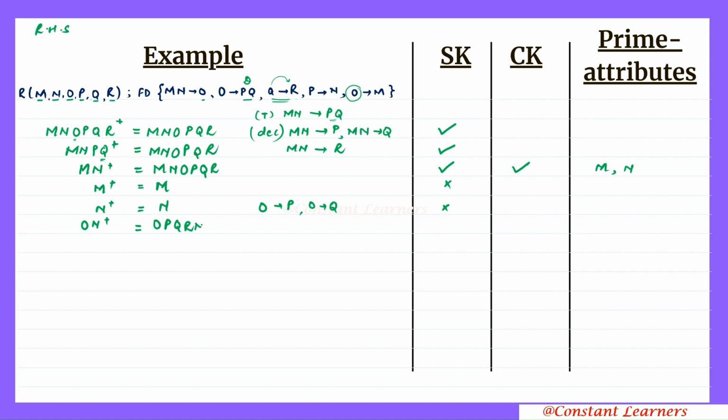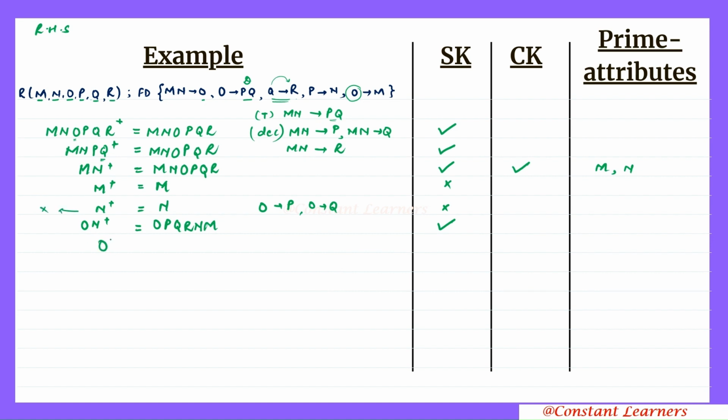N can determine itself, right? And O can also determine M. So we are getting M, N, O, P, Q, R. We are getting all the attributes here and this will be a super key. But is this a candidate key? Now see, this N is not a super key, right?